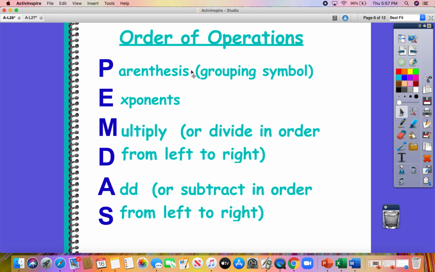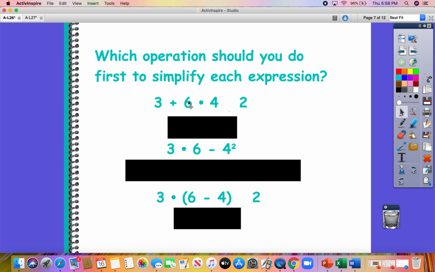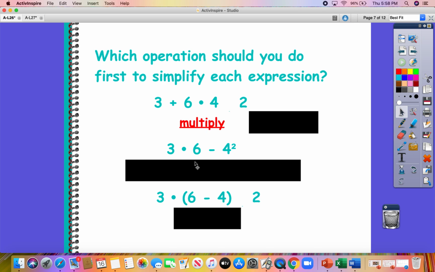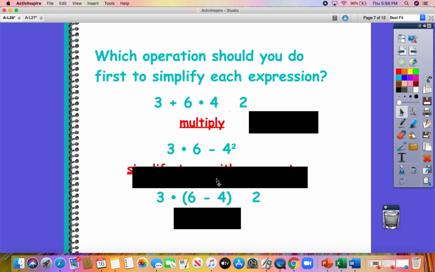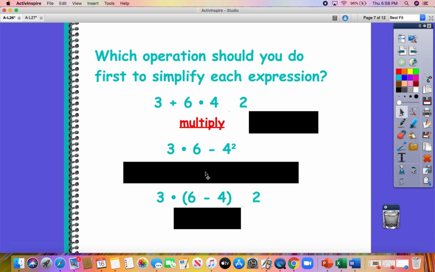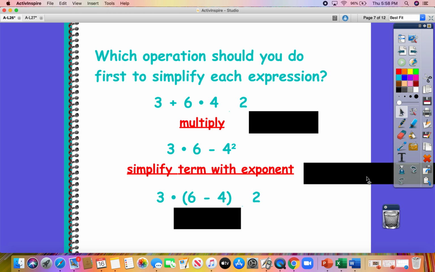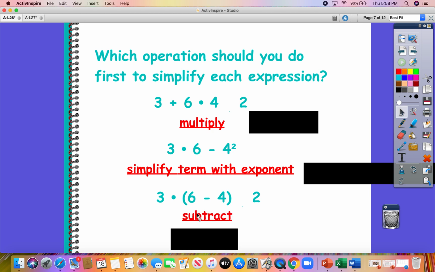So we're going to put that straight into our order of operations for today. If I were to do this example right here, what am I going to do first? Right, I'm going to multiply, so I'm going to multiply in that one first. For this one, what am I going to do first? 3 times 6 minus 4 squared. I'm going to do the exponent first. I'm going to figure out what 4 squared is. 4 times 4 would be 16. For this one, what am I going to do first? Oh yeah, the parentheses, what's inside. I'm going to subtract, okay?